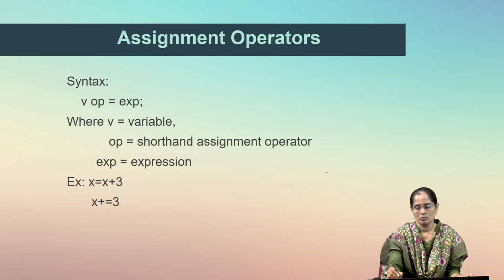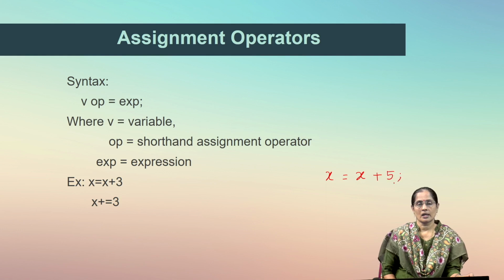The C compiler allows us to use certain operations in a shorthand way, in a simple way with respect to assignment operation. Say for instance, when I want to add a value 5 to a particular variable, generally we will be using the expression x equal to x plus 5. In this case, the right hand side will be an expression which will be evaluated and its value is passed on to the variable x.